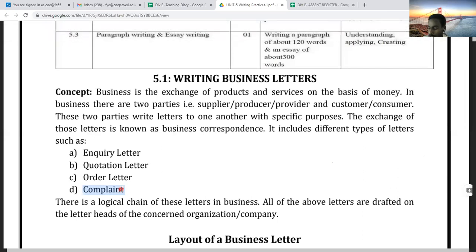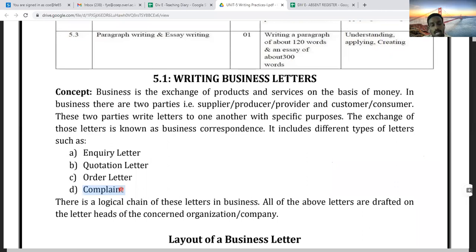And then the next one. Suppose you ordered 10 computers, and once you ordered 10 computers, you received only 9 out of that. So what happened in this case? One computer is missing. Will you accept this order? No. You are going to write a complaint: I have ordered 10 computers and out of that I have received only 9, so I found that one computer is missing, so you have to compensate for it. This kind of letter will be called a compensation letter, or in fact a complaint letter, where you are asking for compensation.